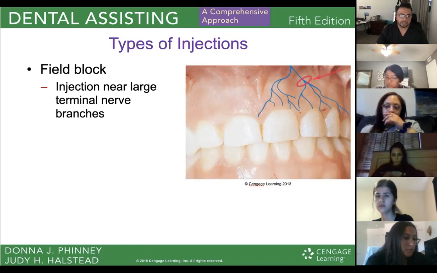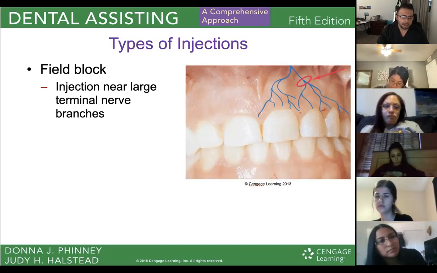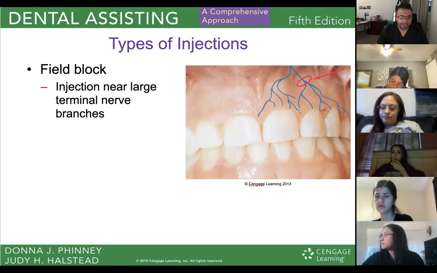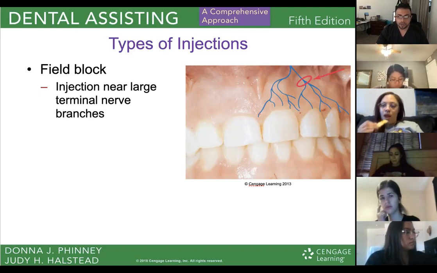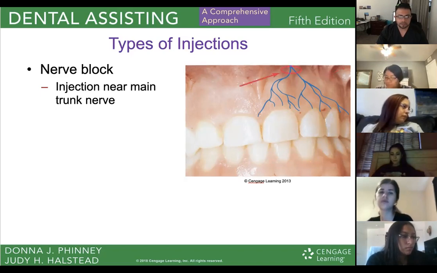The next type of injection is a field block, and this is an injection near the large terminal branches. So just one more fork up from the terminal branches is the field block, which is one of these larger branches here. Field block infiltrations are given near the apex of the tooth and involve one or possibly two teeth. Usually the patient feels numb within 2 to 3 minutes of this type of injection. So once again, this is 1 to 2 teeth is what a field block would take care of.